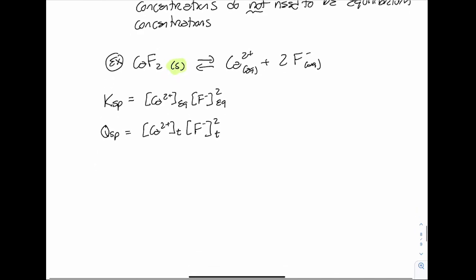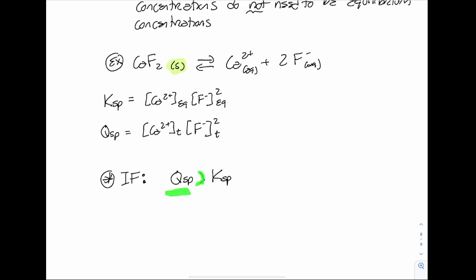So if my Qsp is greater than Ksp, and remember we want to get to equilibrium, so our value for Ksp is our goal. If my Qsp is too large, I have a greater than sign, so this is too big, that means I have too much of this, I need to decrease it. The way to do that is to go towards my solid, so I will form a precipitate.